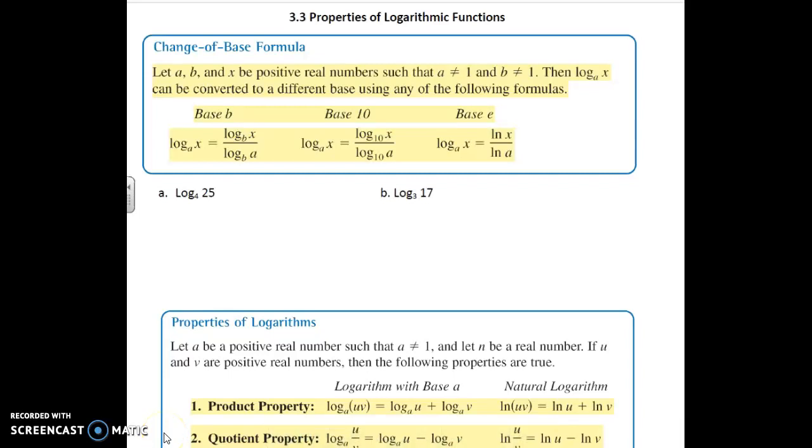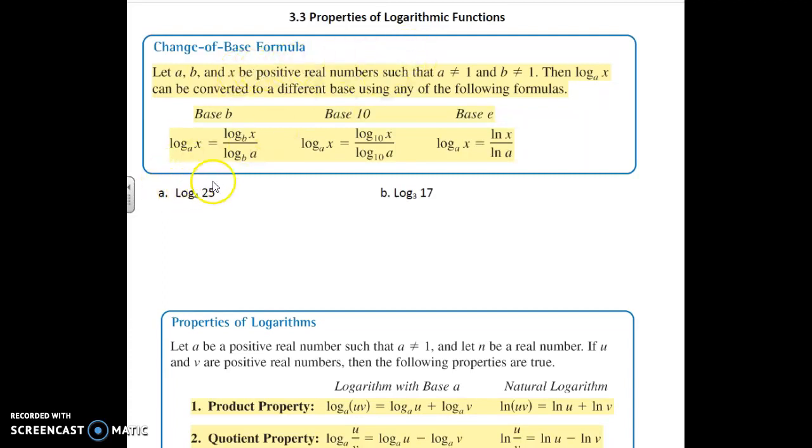Hi guys, we're covering the next lesson, which is properties of logarithmic functions. Some of these properties you might have seen before, while others might be brand new to you. The very first property covered here is the change of base formula.